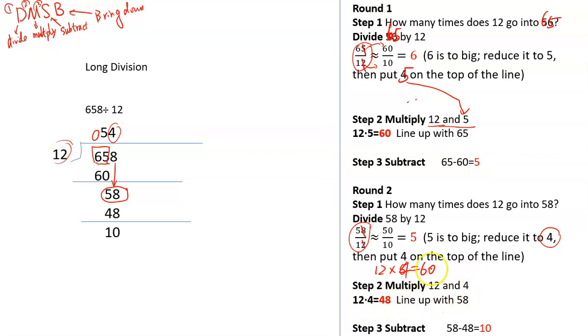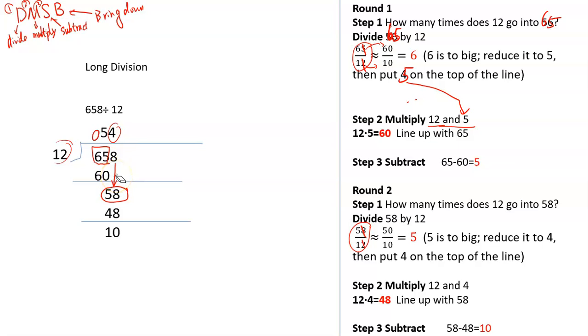So 12 times 4 gives us 48, which I already have here. So that means if you give each of these 12 people $4, that would cost you $48. And let's deduct $48 from $58 we already have, and we got $10. So that is the remainder. After subtraction, you can stop because we don't have anything else to bring down, unless you want to split the dimes and the pennies. Otherwise, you can stop here. So the answer is 4 with a remainder of 10.